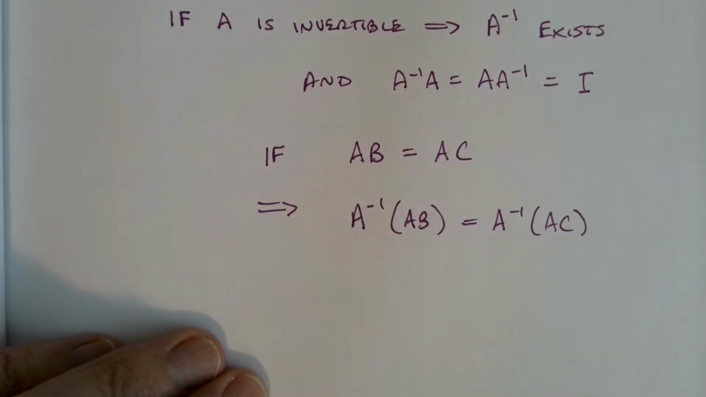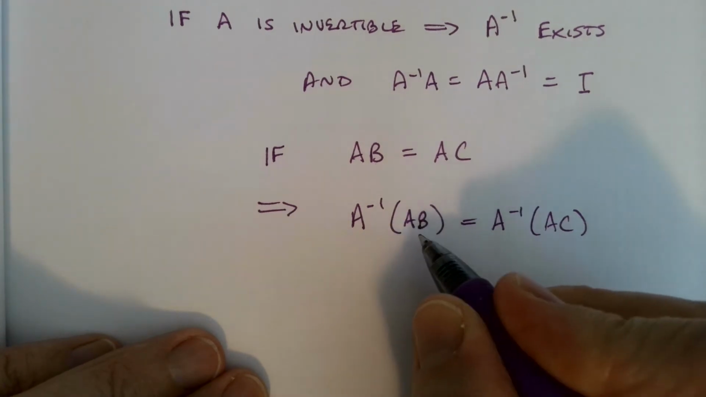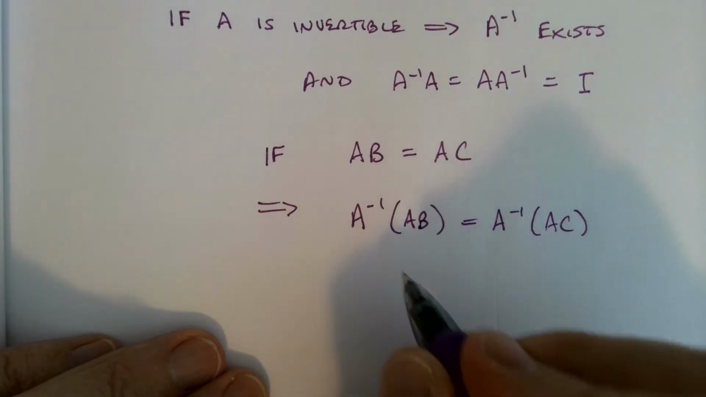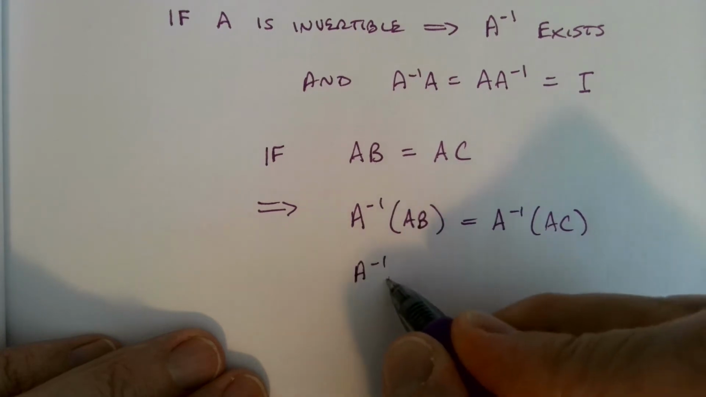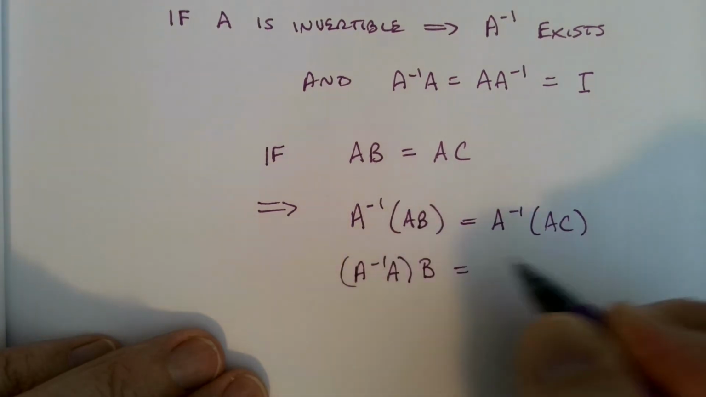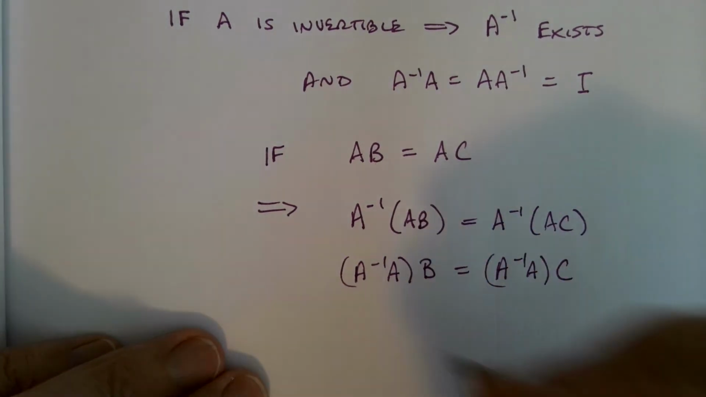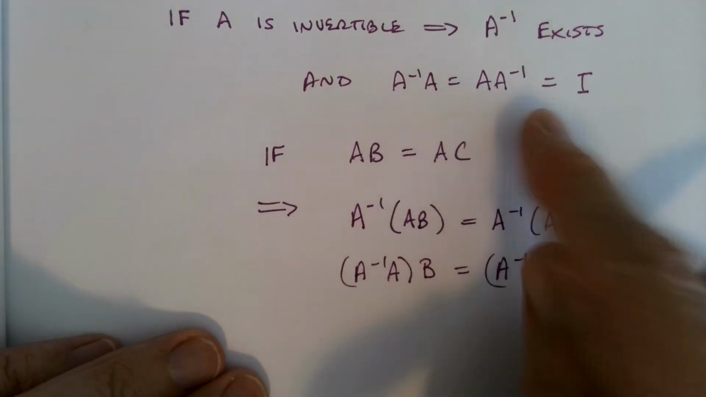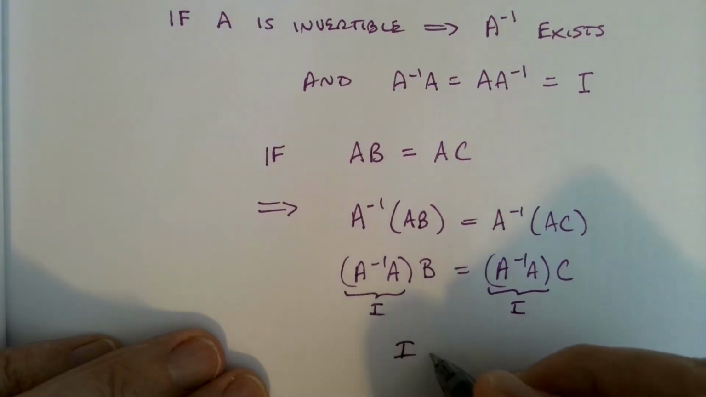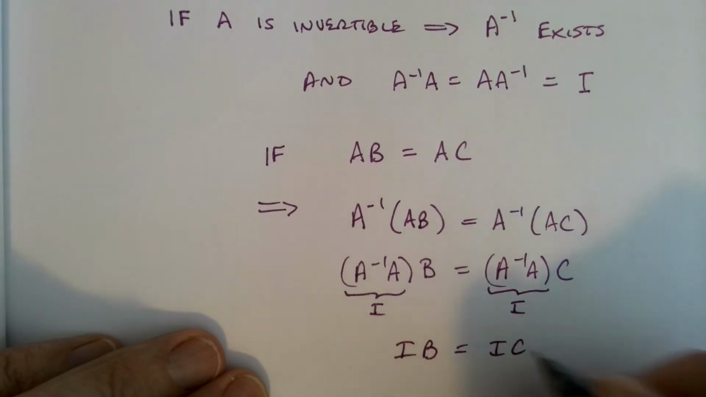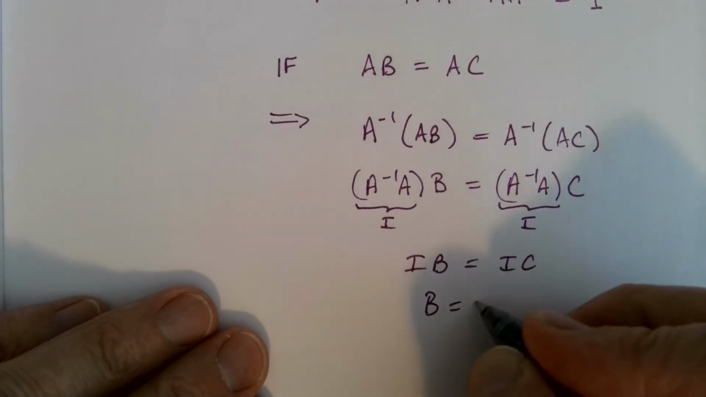Okay, but we cannot commute multiplication, but I can reassociate, in other words, regroup. So when I look at this product, I can regroup this as A inverse A times B, and over here I can regroup this as A inverse A times C. Now what do we know about A inverse times A? Well, we talked about that. That's the identity. So this right here is the identity, and this right here is the identity. So I have the identity times B equals the identity times C. But the identity times any matrix is the matrix itself. So IB is B and IC is C.